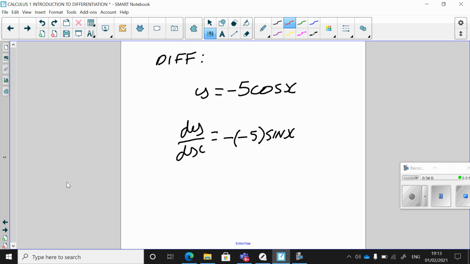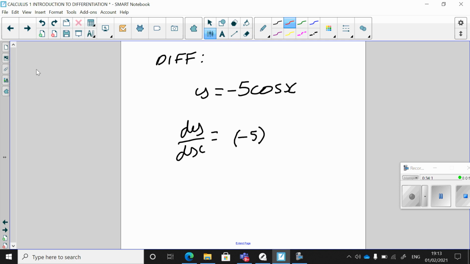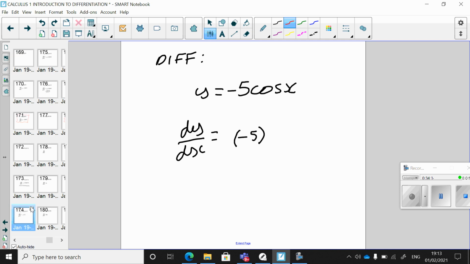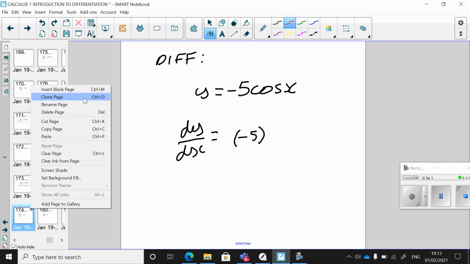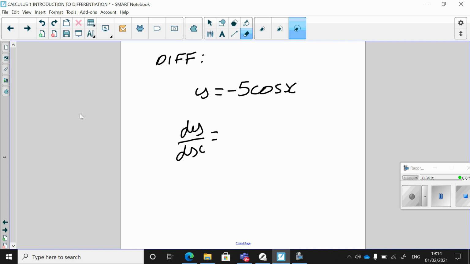I'm just going to tidy up this one. This looks as if I've not tidied it up completely. Just so you can see, I've got negative 5 cos x, so watch out when they put negatives in front. But the thing is here, with cosine, we know it goes to negative sine. So that's why in this part here, I'm just bringing down the negative 5. Okay, so that's a negative 5 from here.